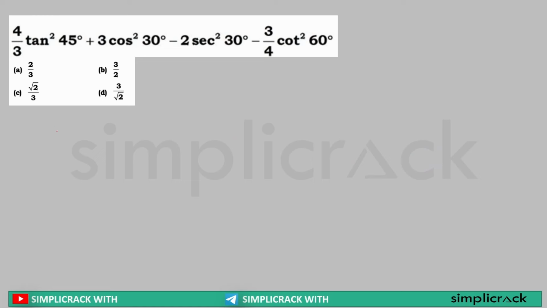Now, it is saying 4 by 3 tan 45, tan square 45. Tan 45 is 1, so tan square 45 is 1 square. Then 3 into cos square 30 degree. Cos 30 degree is root 3 by 2, so this is root 3 by 2 square. Minus 2 into sec square 30. Sec square 30 means the reverse of cos 30. That means it is 2 by root 3 square.